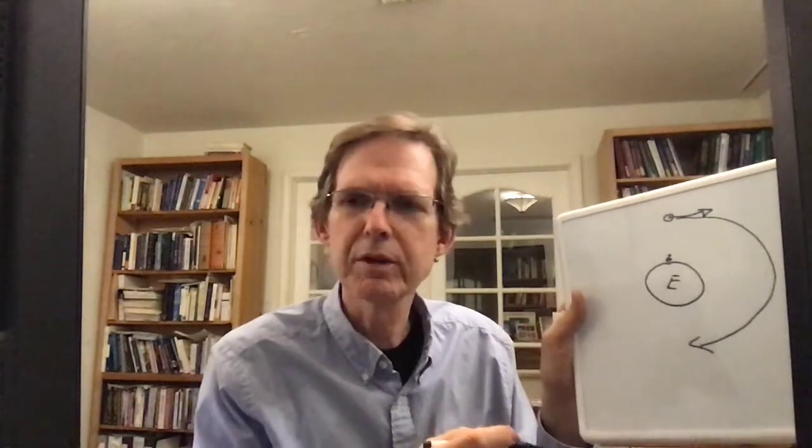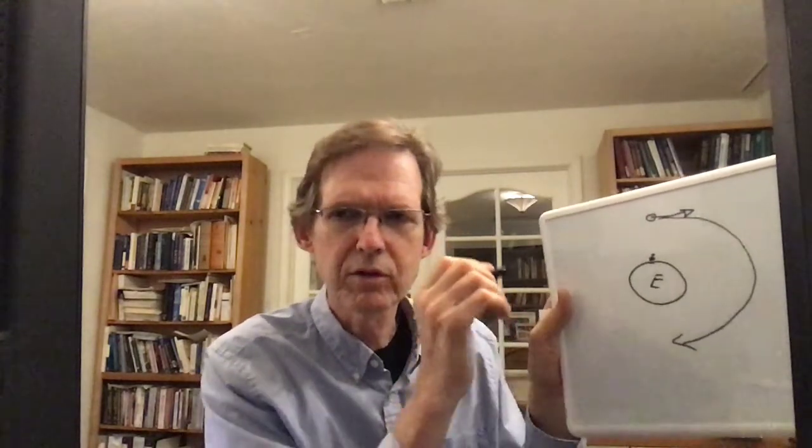So let me draw that here. So here's the Earth, and here's the moon, and the moon, of course, is going sideways, and it's going to go around the Earth. The apple is going down. So obviously their velocities are not in common. The apple's velocity is down, the moon's velocity is sideways.